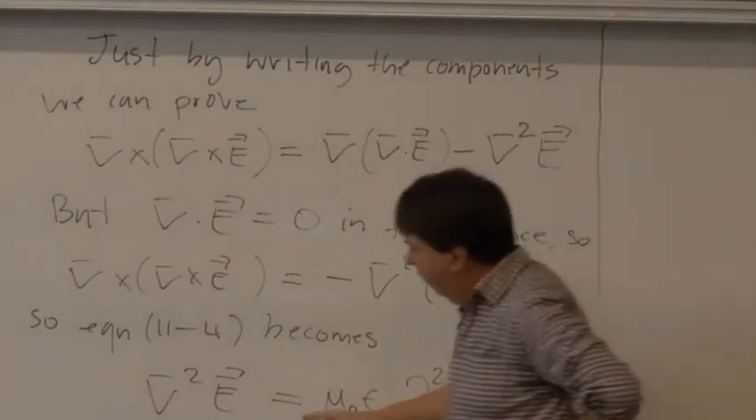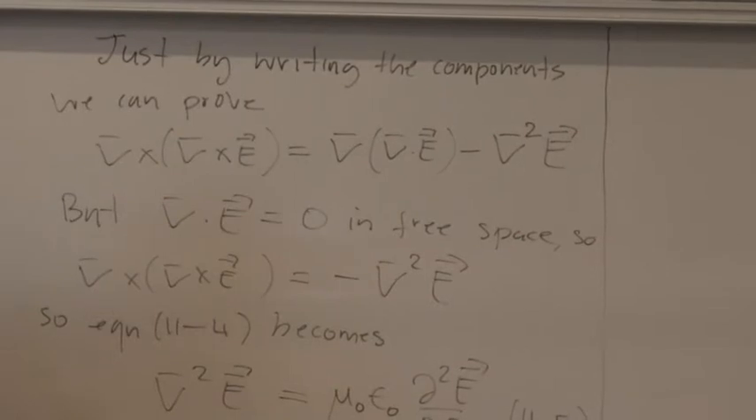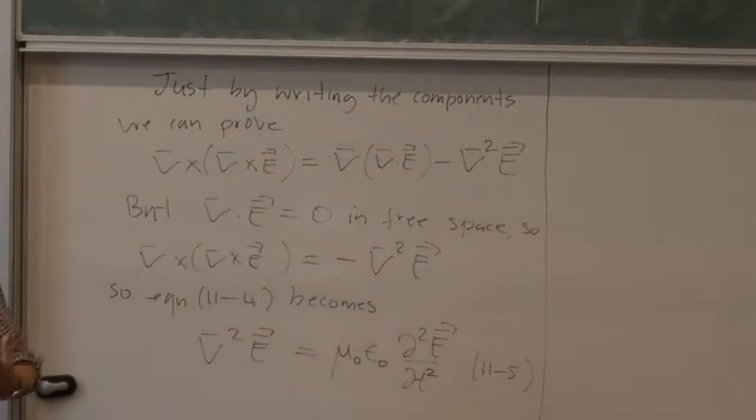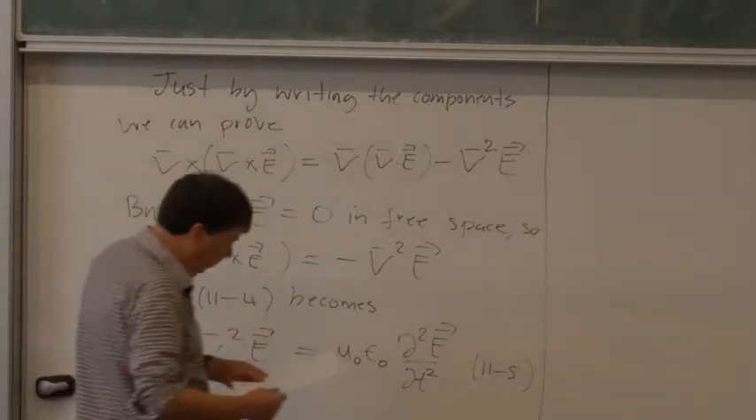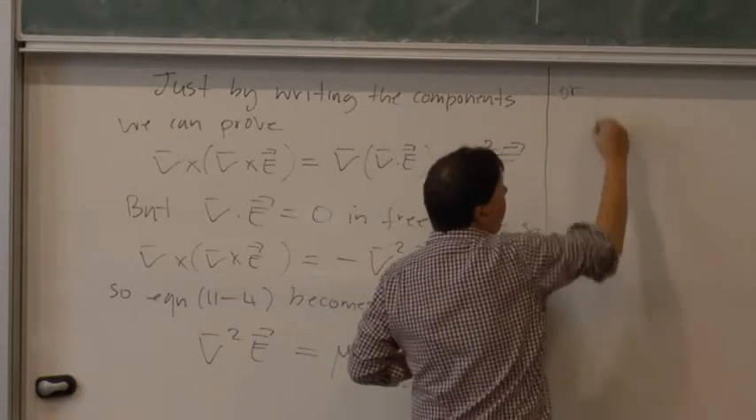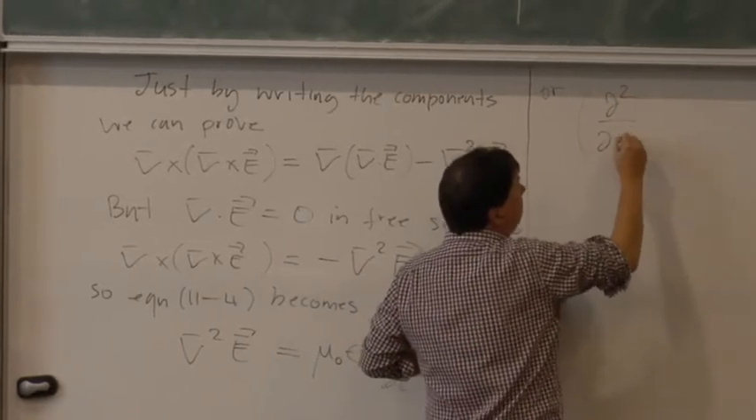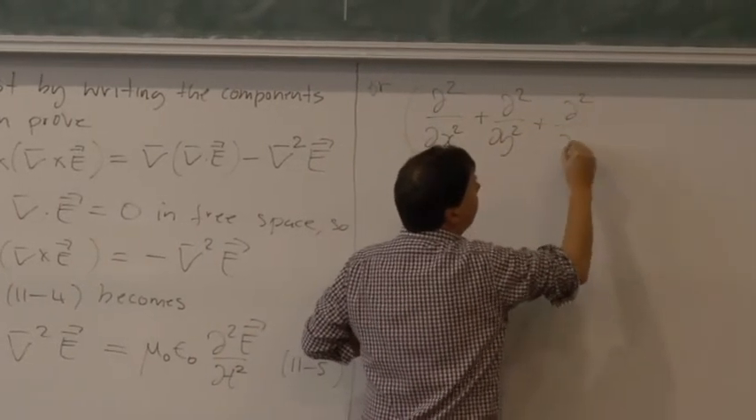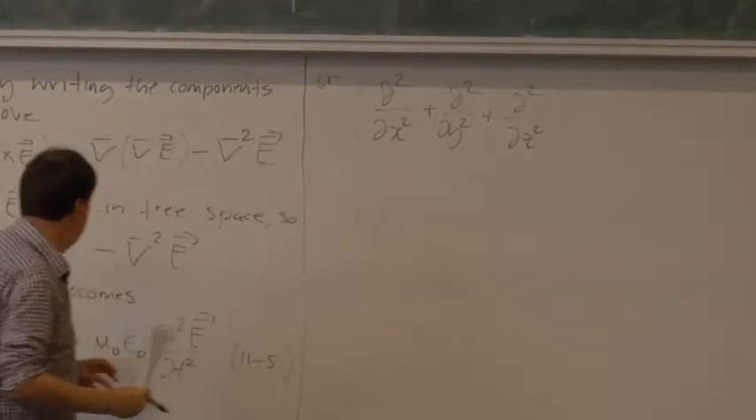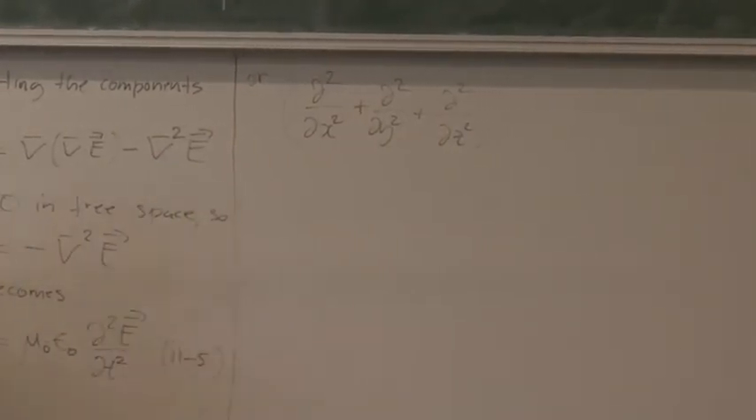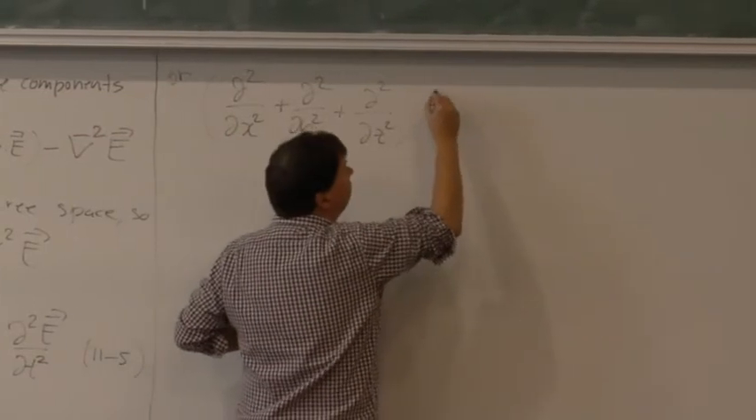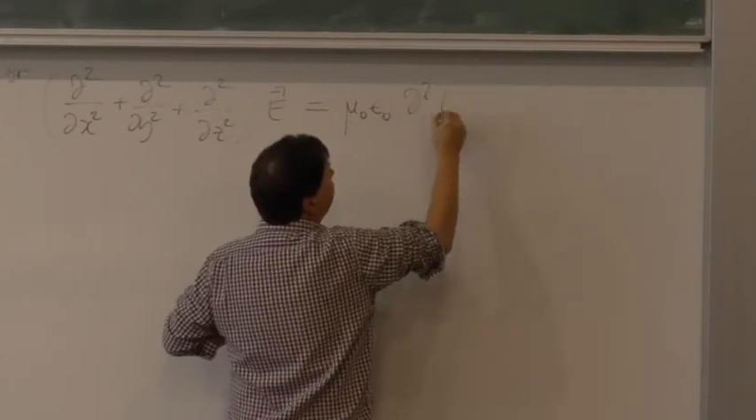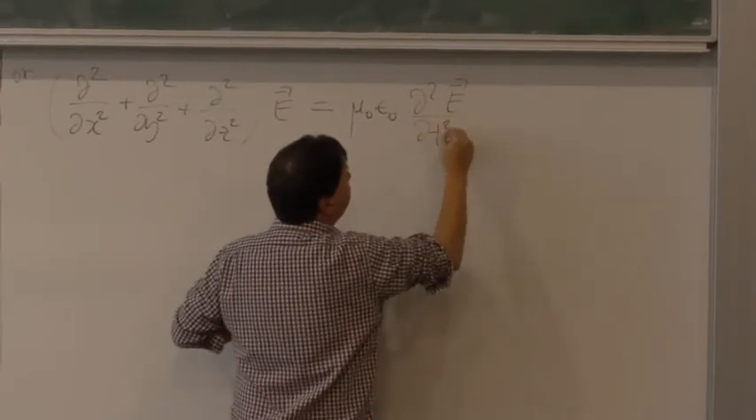So this is an equation that, as I mentioned many times in the course, sometimes when we use the compact kind of notation, it actually obscures things. Let's write it out explicitly. So I'm just saying the same thing, but I'm going to write d2 by dx squared plus d2 by dy squared plus d2 by dz squared. This is just writing this scalar operator out explicitly, applied to the electric field, is equal to mu naught epsilon naught d2E by dt squared.